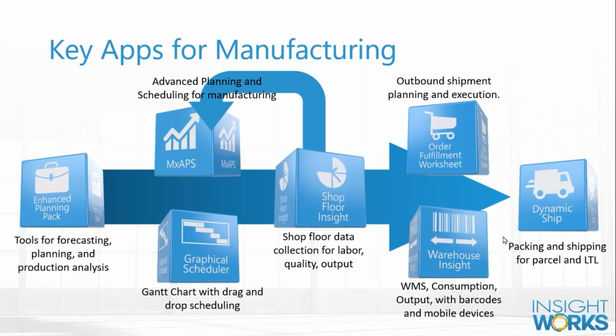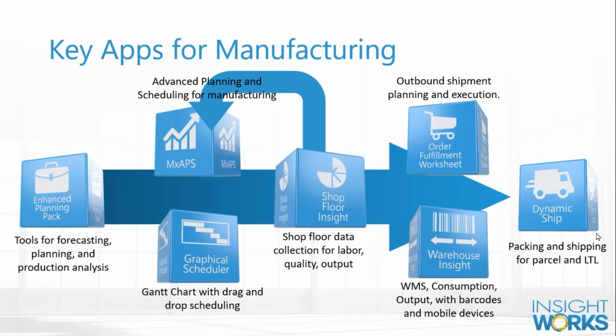Once we're done, we're going to send it out to our fulfillment tools to get that done. So we've got an order fulfillment worksheet that helps you automate pick generation and things like that. We've got our warehouse management solutions, both the free version, which is WMS Express, and the full Warehouse Insight version to allow you to use barcoding for picking, shipping, all those sorts of things. And then, of course, our shipping solutions.